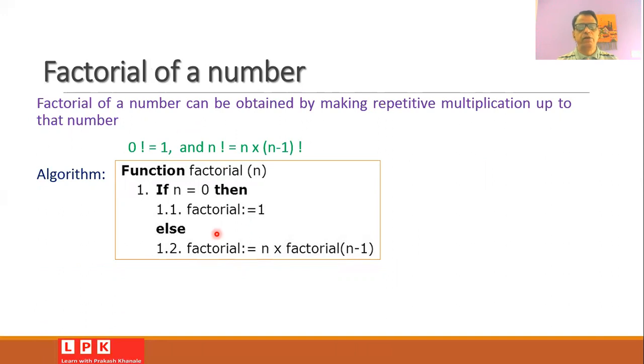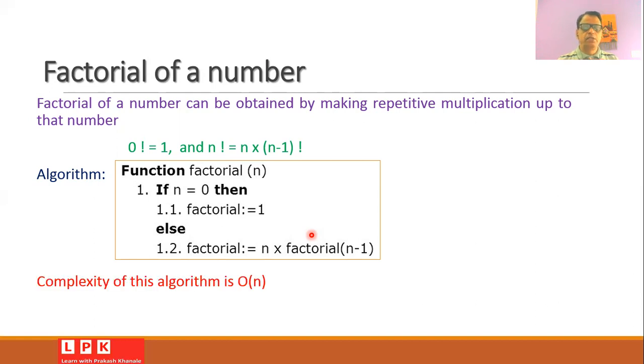Otherwise, we will write factorial is equal to n multiplied by factorial of n minus 1. So observe that here we are defining the function factorial, and in the definition of the function factorial itself, we are making use of the factorial function. We are making a call to the same function, and therefore this technique is called recursion. So this is a function which is written by using recursion.